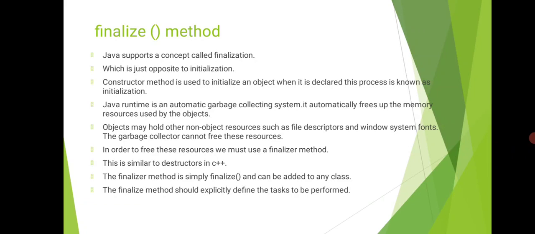Java supports a concept called finalization, which is just the opposite of initialization. So initialization, that is, constructor methods, is used to initialize an object when it is declared. This process is known as initialization. That is the constructors you studied in the last session. These methods initialize objects, right? When objects are created, the constructor is invoked and it initializes the values of the instance variables.